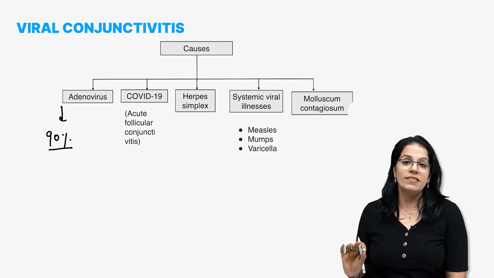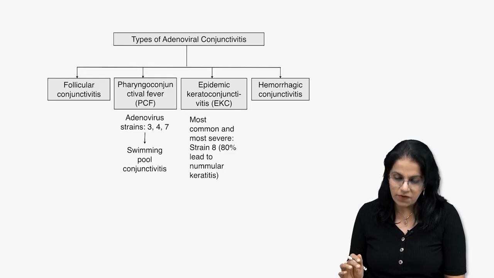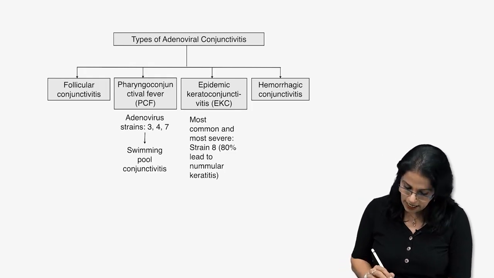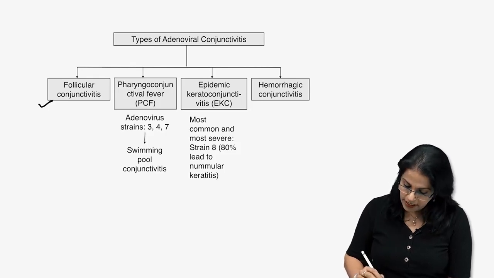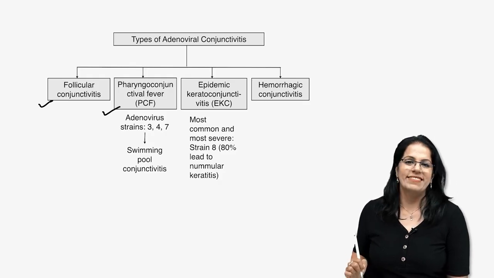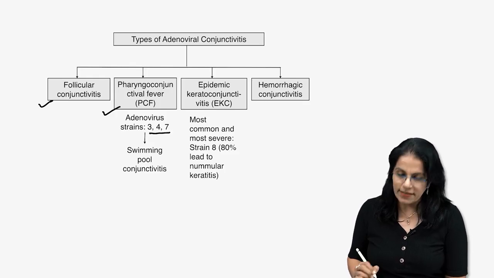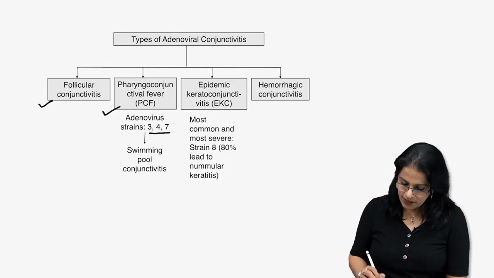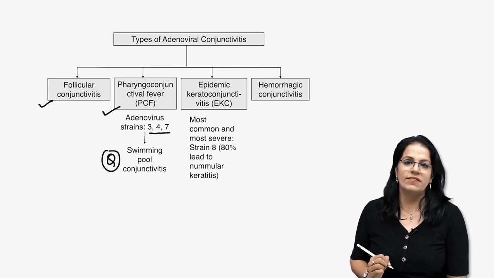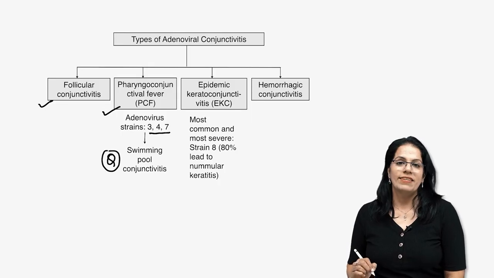Okay, 90%. When you talk about adenovirus, what are the different types of adenoviral conjunctivitis? It can be a simple follicular, number one, or it could be pharyngoconjunctival fever. Pharyngoconjunctival fever occurs by serotypes 3, 4 and 7, and this one is called swimming pool conjunctivitis.